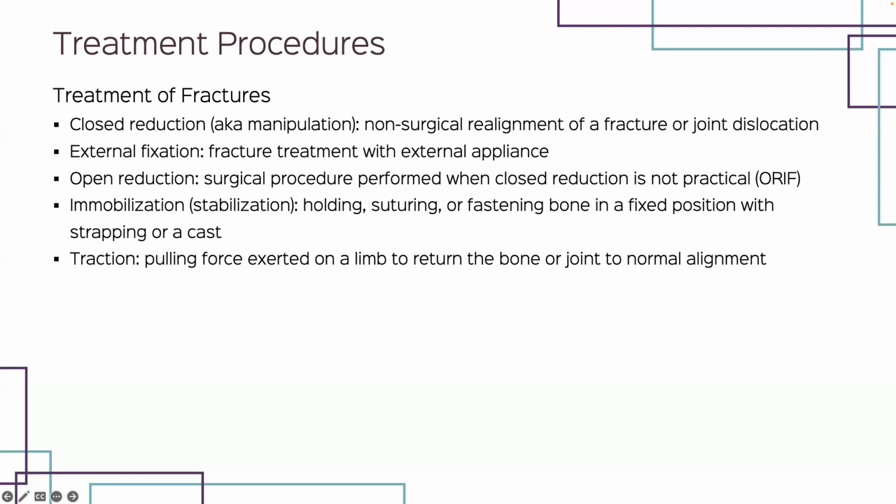So if you have a compressed fracture where your bone is typically like this, but the compression actually makes the bone overlap, they can use that traction and gravity to basically put it in place and then put it back.